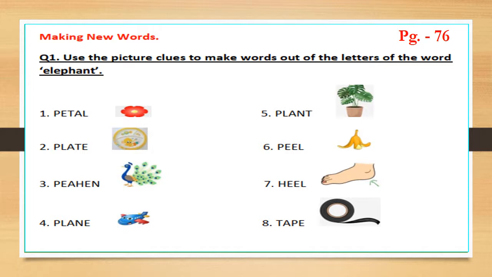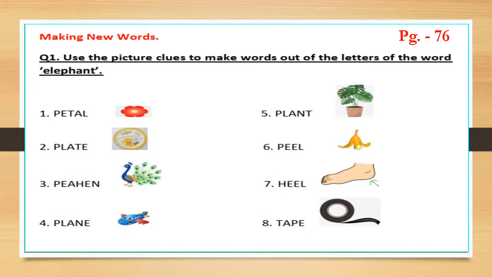Next number 4, given picture, plane. So write down the spelling of plane, P-L-A-N-E. Let's see picture number 5. So number 5 picture is plant. So we will write P-L-A-N-T, plant.